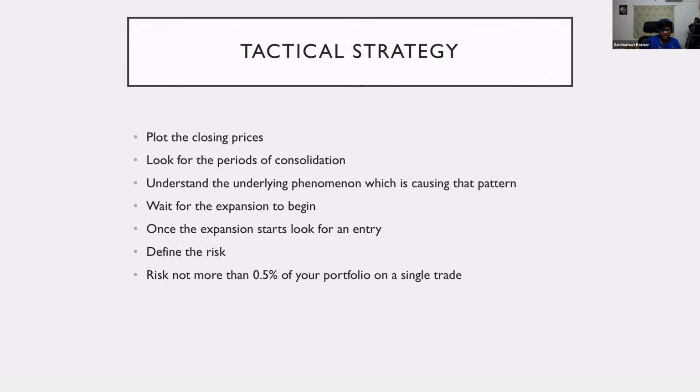And then you have to wait for this expansion to begin. You do not enter when the contraction is happening. You want to wait for the expansion phase to begin. Once the expansion phase begins, you want to look for an entry and define your risk, and the rule that I follow is not to risk more than 0.5% of your portfolio on a single trade. So that is the strategy that I follow.